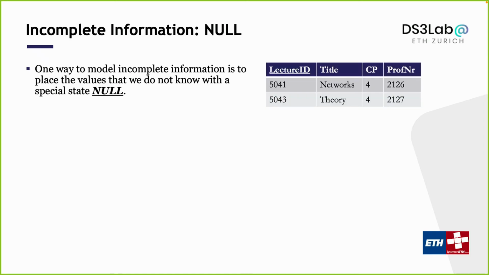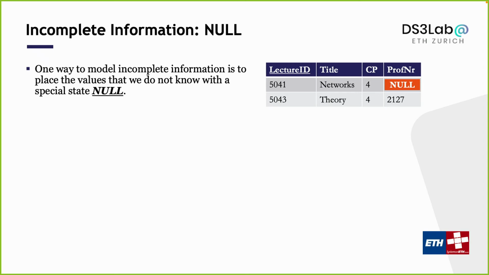Assume you have this lecture table, and there's some lecture where I don't know which professor is teaching it. You just put this special state null there. That looks like a value, but it's actually not a value, it's a state. It's the state to say, I actually don't know the value of that cell. That's a state, not a value. It's going to be very clear what I mean by state.